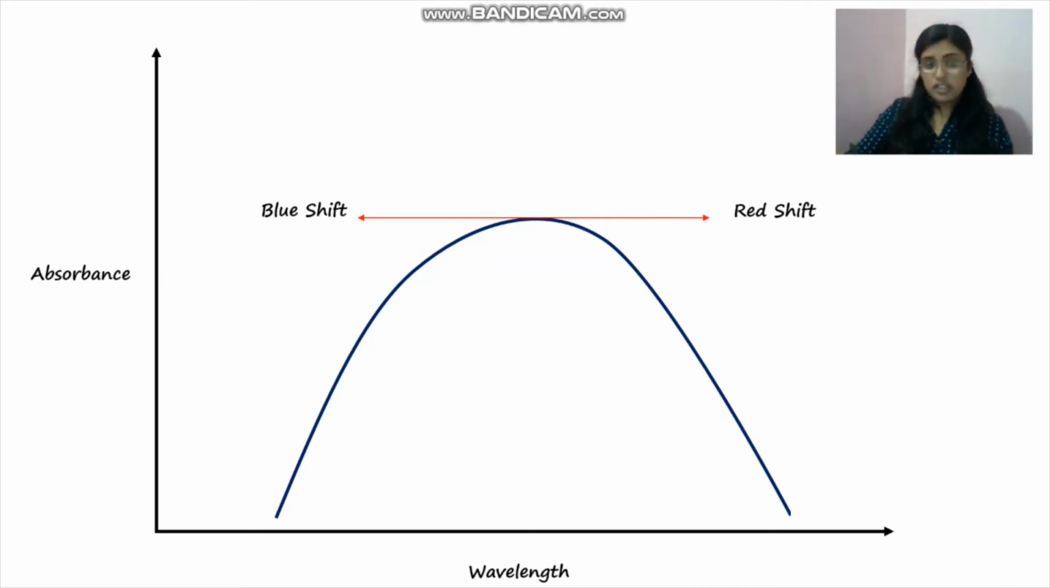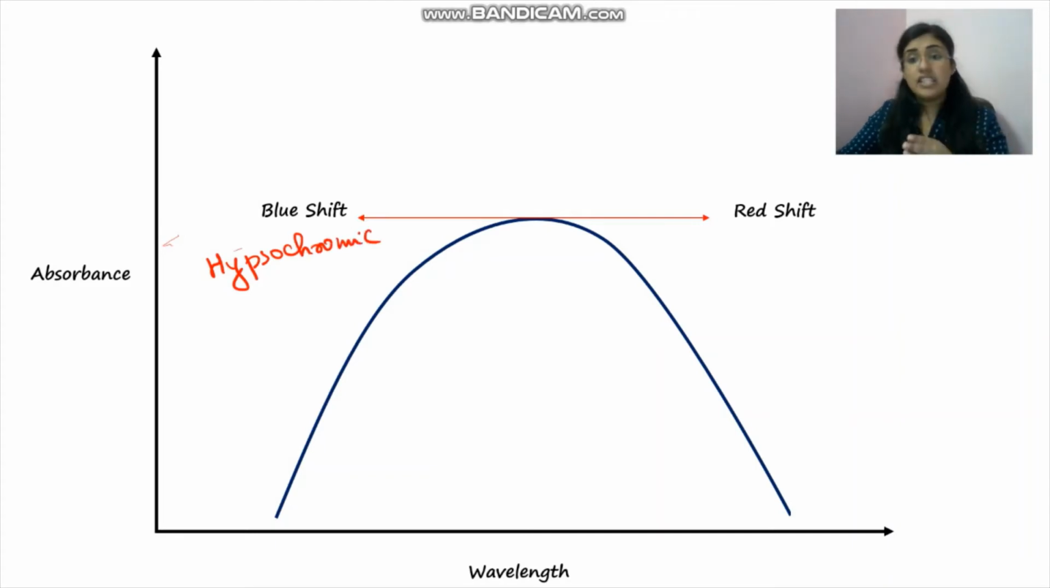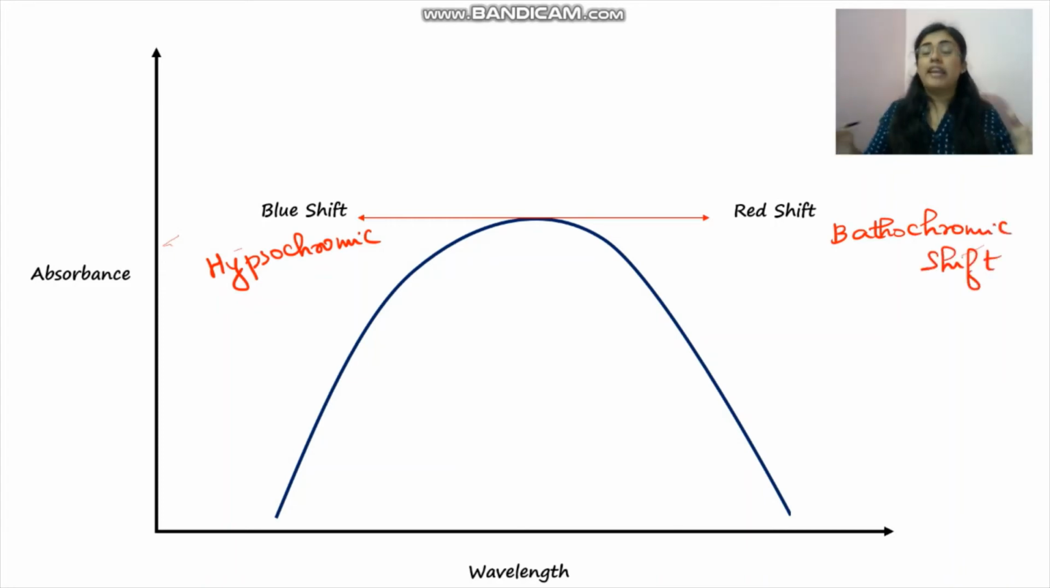The blue shift is also known by another name, the hypsochromic shift. And my red shift is also called the bathochromic shift. So these are the two other names: if my substituent group can cause a shift in the wavelength towards the left or the right, I can get hypsochromic or blue shift and bathochromic or red shift.